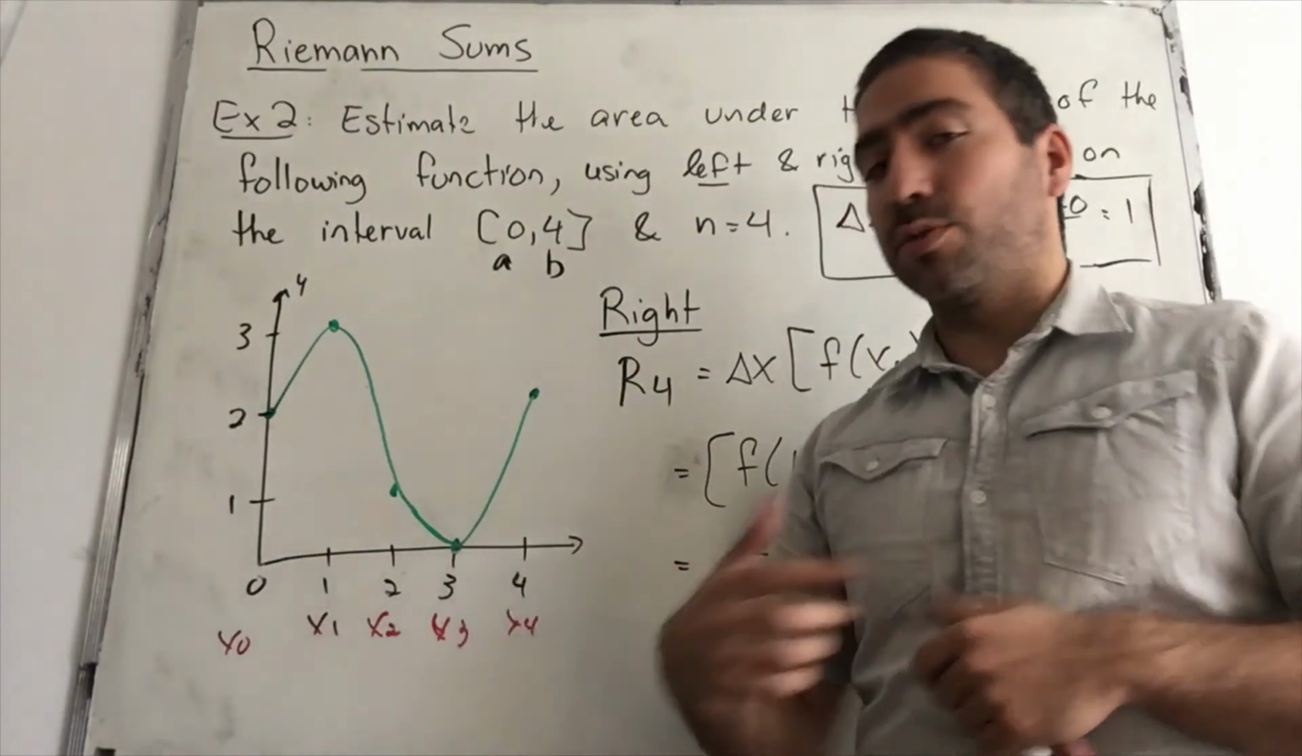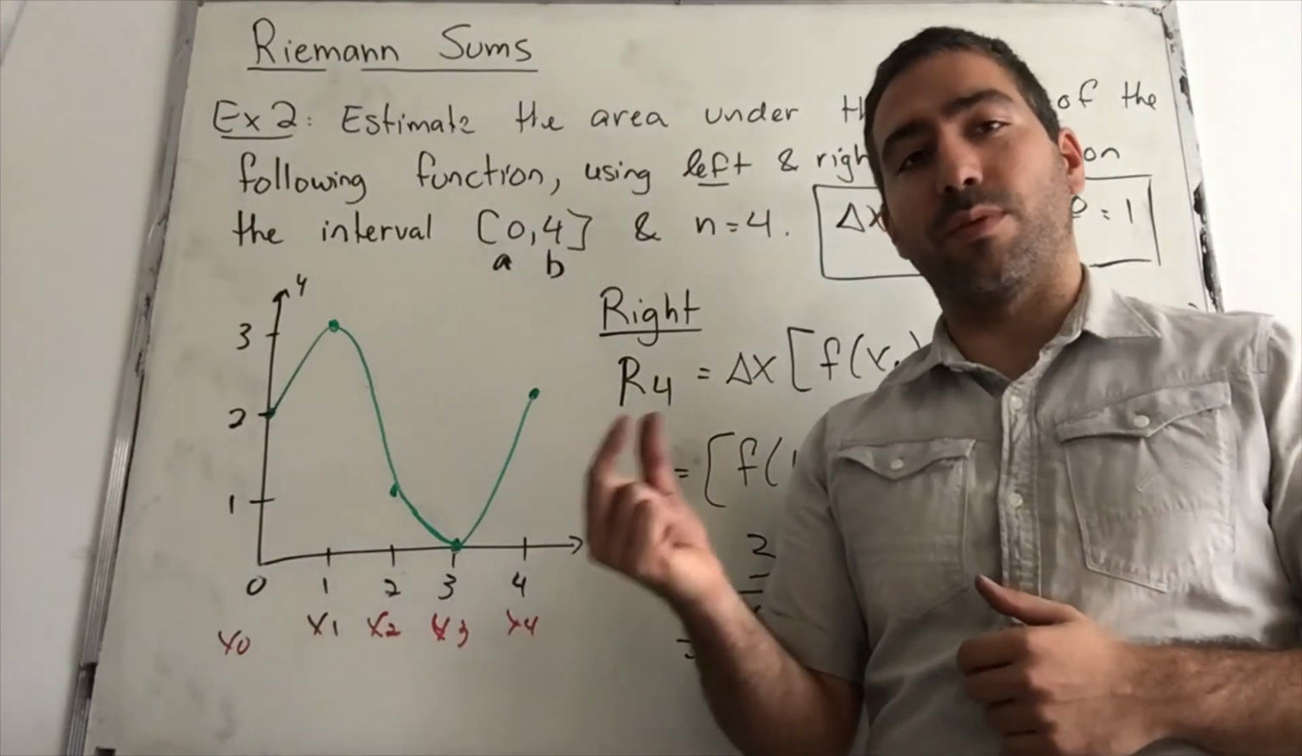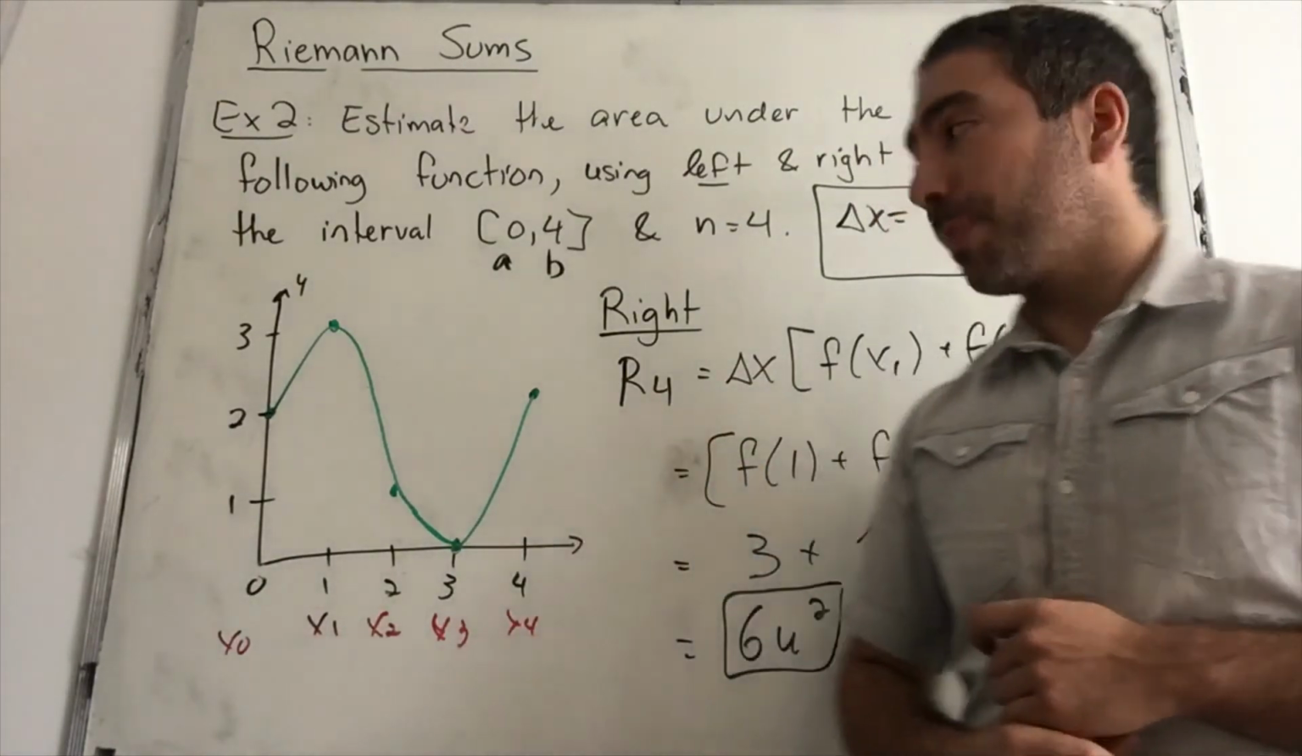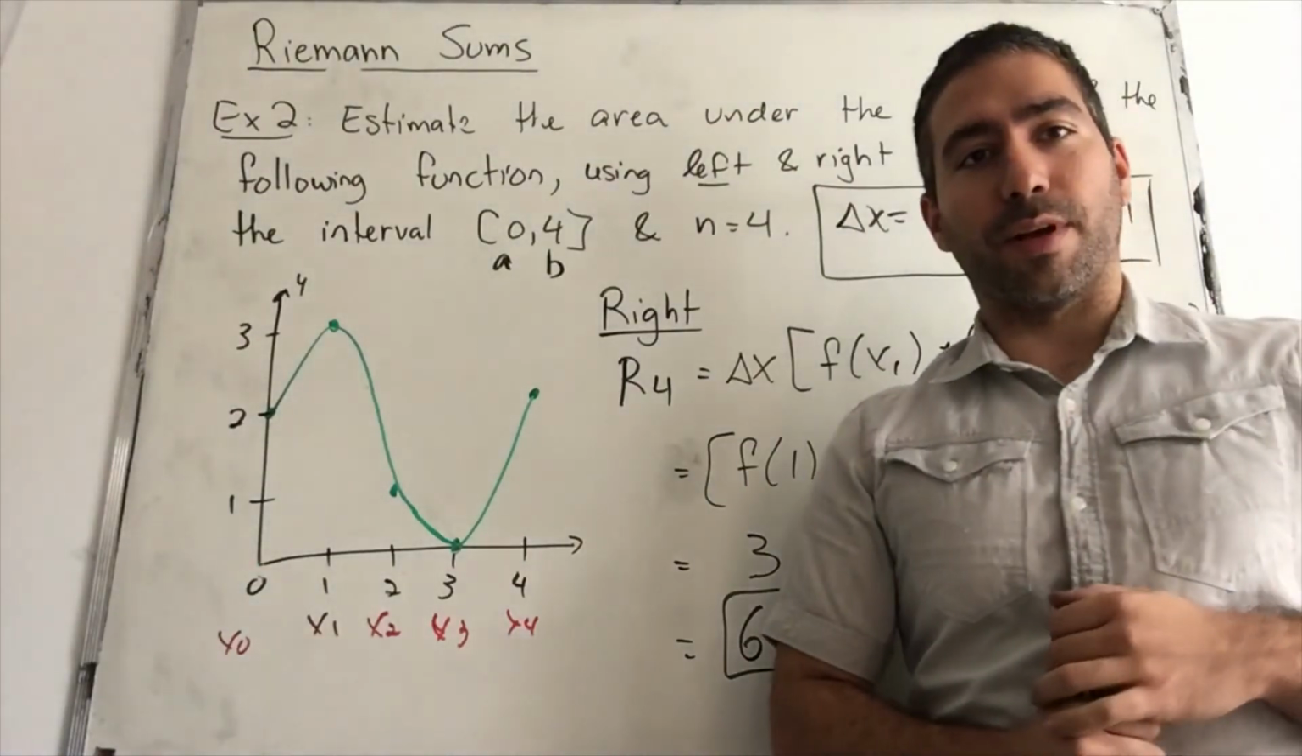The smaller the rectangles are, this is what you have to keep in mind, the smaller the widths of the rectangles are, the more precise your answer is going to be. Okay, so let's take a look at our final example.